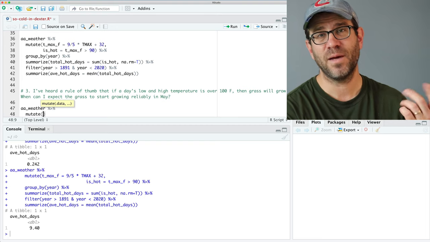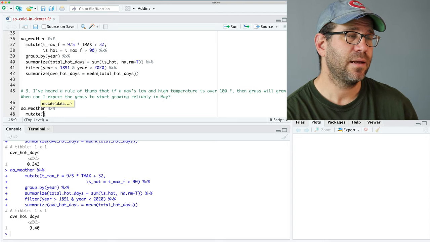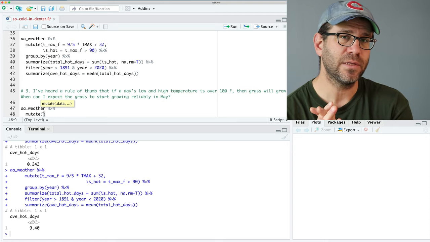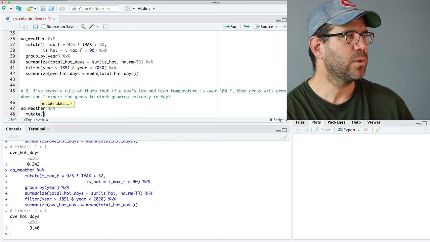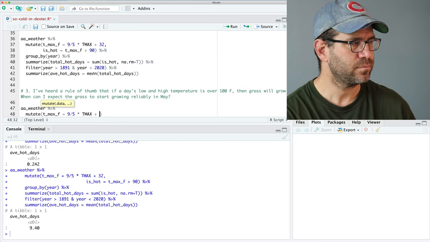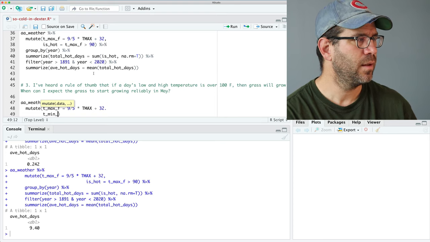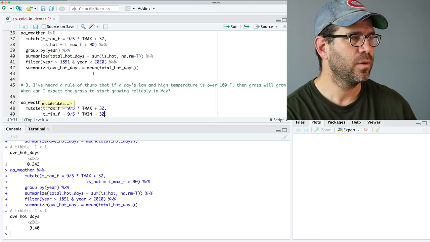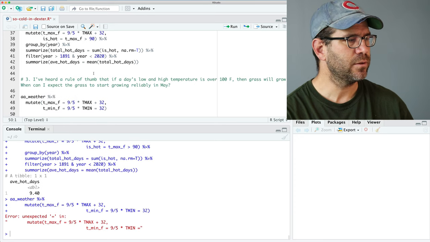And so I'm gonna convert my min and my max temperatures from Celsius to Fahrenheit. And we then wanna create a column that says, is that sum of those two greater than 100? So I'll do T max F, and I'll do 9/5 times T max plus 32. I'll do T min F, 9/5 times T min plus 32. Oh, that should be a comma, not a period. So let's see what that looks like.